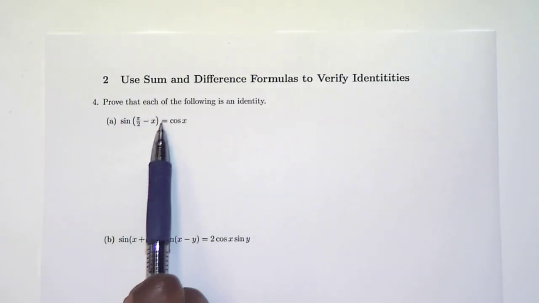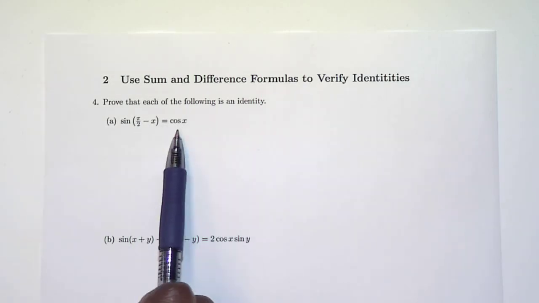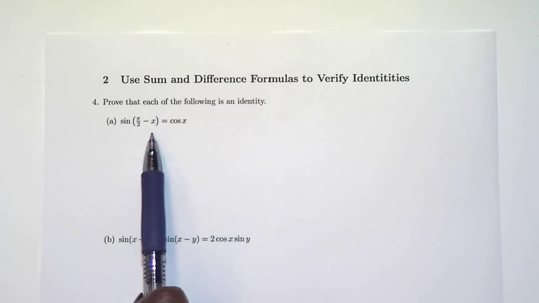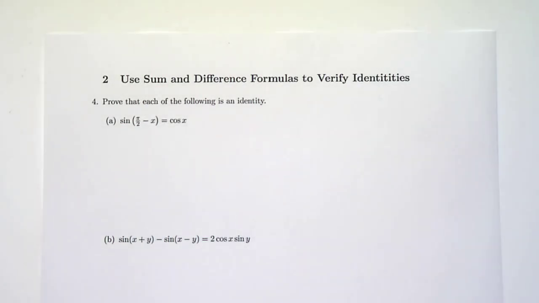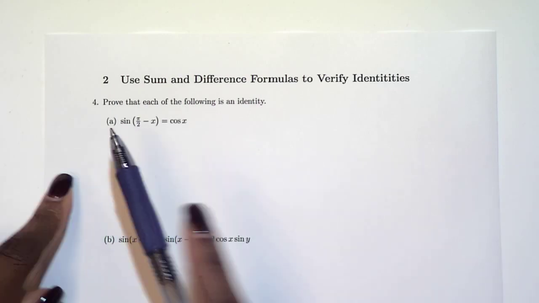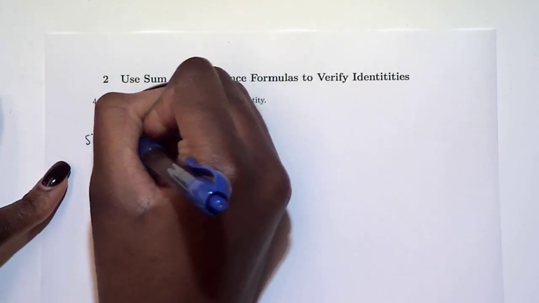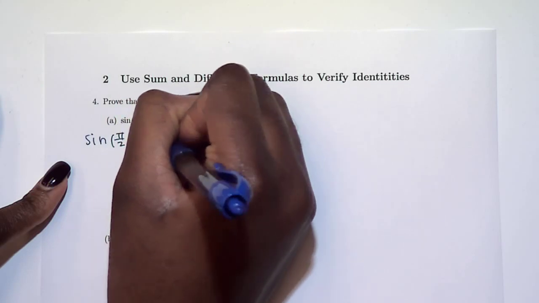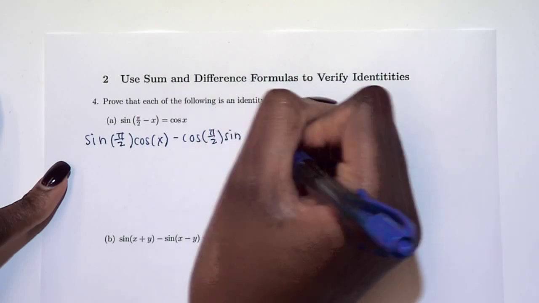So I'm going to work on changing sine of pi over 2 minus x and show that it equals cosine of x. This is actually a co-function identity that we mentioned a long time ago at the beginning of this section. I see subtraction, so I am going to use my difference identity for sine. Do we remember what that looks like? Sine of the first one, cosine of the second one, minus cosine of the first one, sine of the second one.